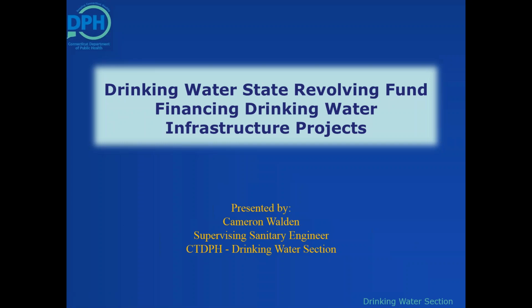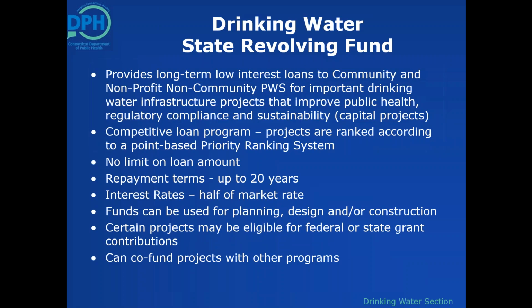I'm Cam Walden. I supervise the Drinking Water State Revolving Fund for the Department of Public Health here in Connecticut. And I want to talk to you a little bit about that fund as a means of financing drinking water infrastructure projects. So now that Glenn has told you how to make revenue, I'm going to talk a little bit about spending it on infrastructure improvements. And it's going to be a brief introduction to the program. So it won't cover everything, but at least give you an exposure to this as an option that you have available to you for financing your infrastructure projects.